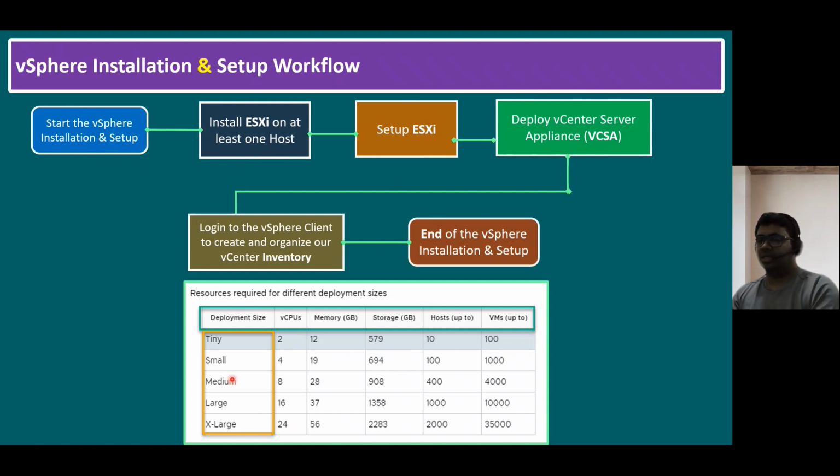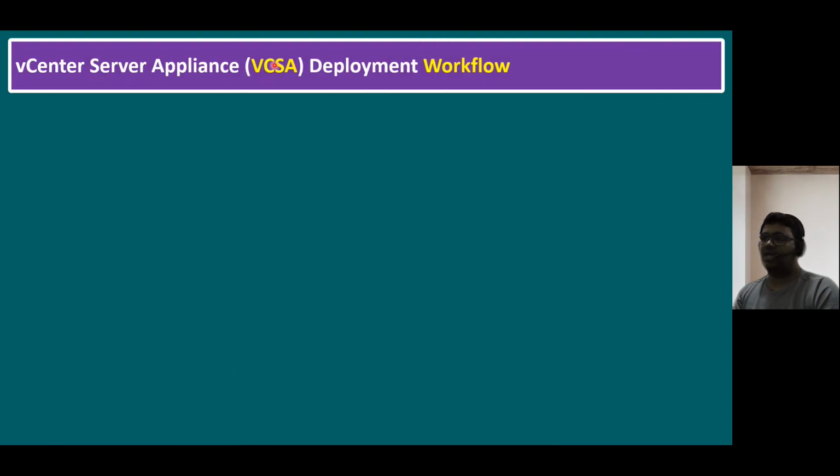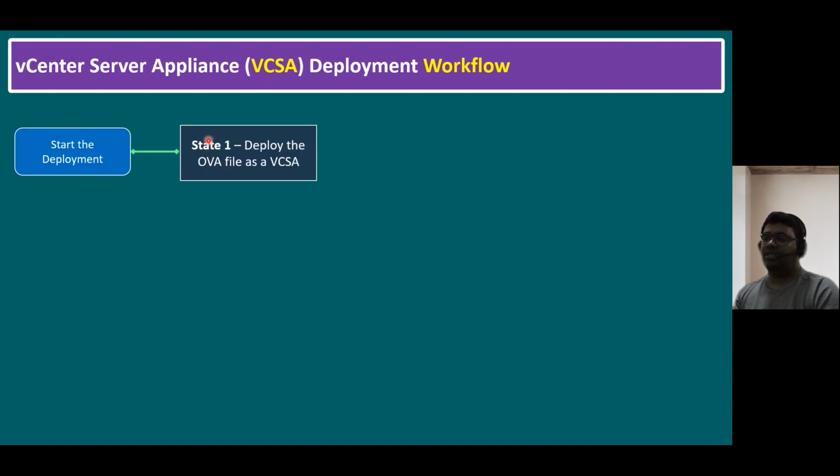Now, on the next slide, I'm going to talk specifically about the vCenter Server Appliance, VCSA, deployment workflow. The first step is to start the deployment, which consists of two stages. Stage one is to deploy the OVA. OVA means Open Virtual Appliance file, as a VCSA, vCenter Server Appliance. That is the stage one procedure.